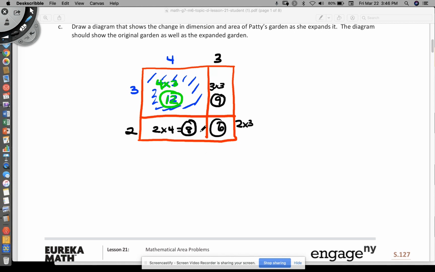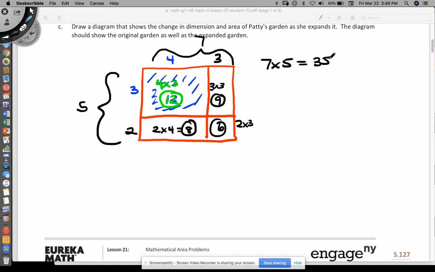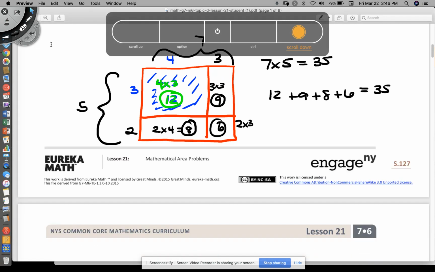Now she could cut that out if she wants, but I'm pretty sure she wants to keep it a perfect square. So if you notice here, if you add up 3 plus 2, you get the 5. And if you add up 4 plus 3, you get the 7. Now we found the area up above by saying 7 times 5 gave me 35. But I could also take all of these inside areas, 12 plus 9 plus 8 plus 6, and that also adds up to 35. So if you ever get stuck, you can always draw a picture and just add up all the smaller sections of the diagram.